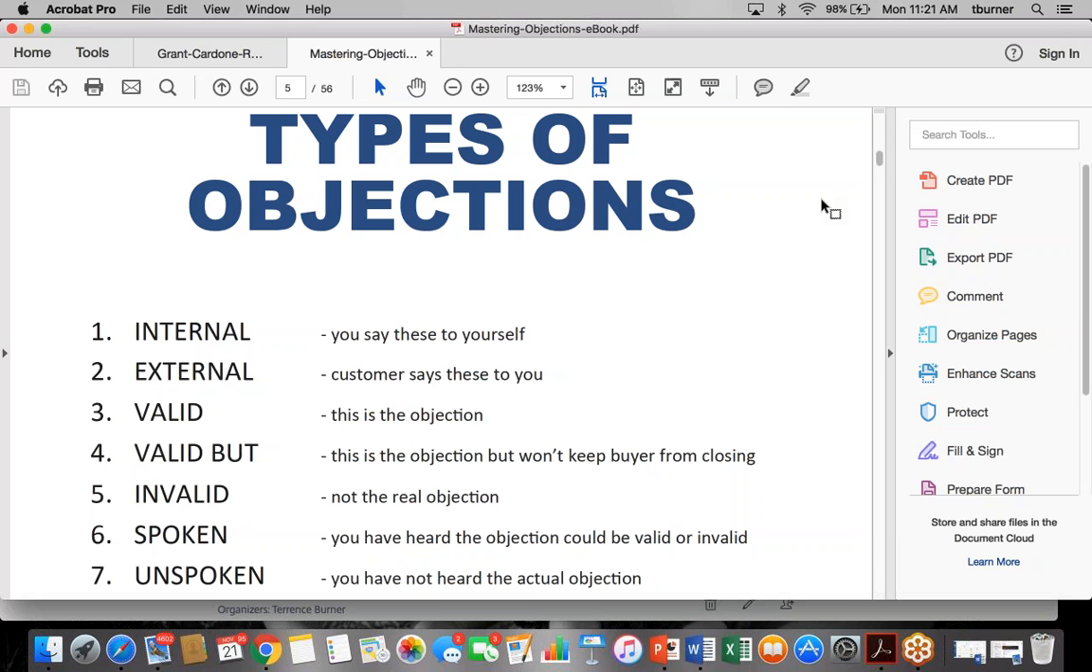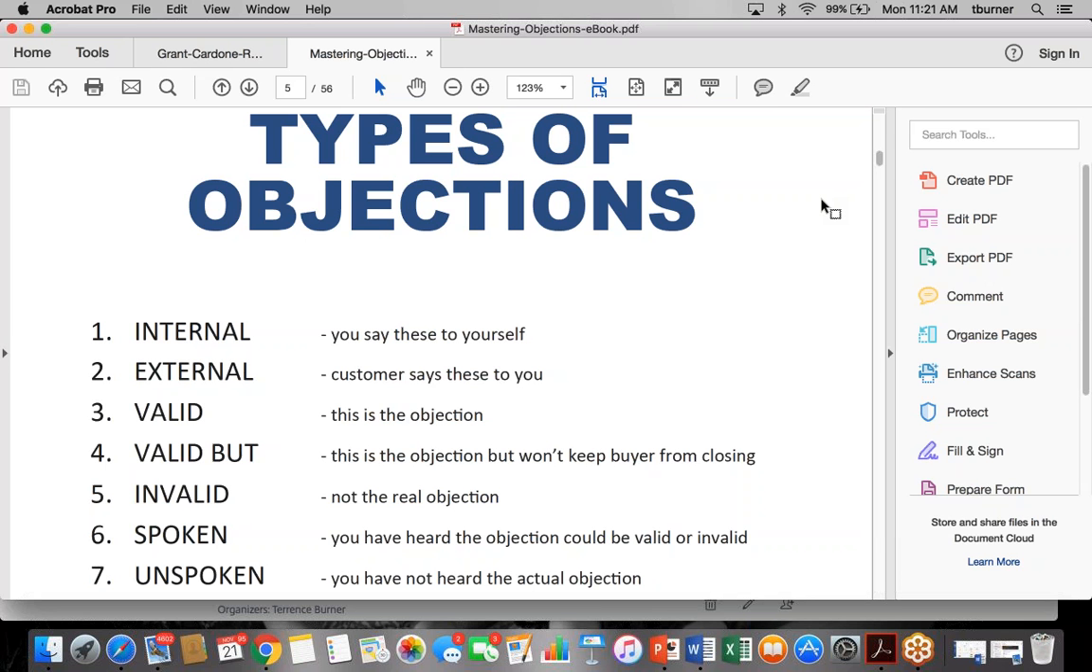Okay. The fourth, valid but. This is the objection, but won't keep a buyer from closing. Okay, so this is more than I wanted to spend. Well, that's not real. It's not a real objection. It may be an objection where they didn't feel like they had the money, but it's not going to keep you from closing them and moving them forward.